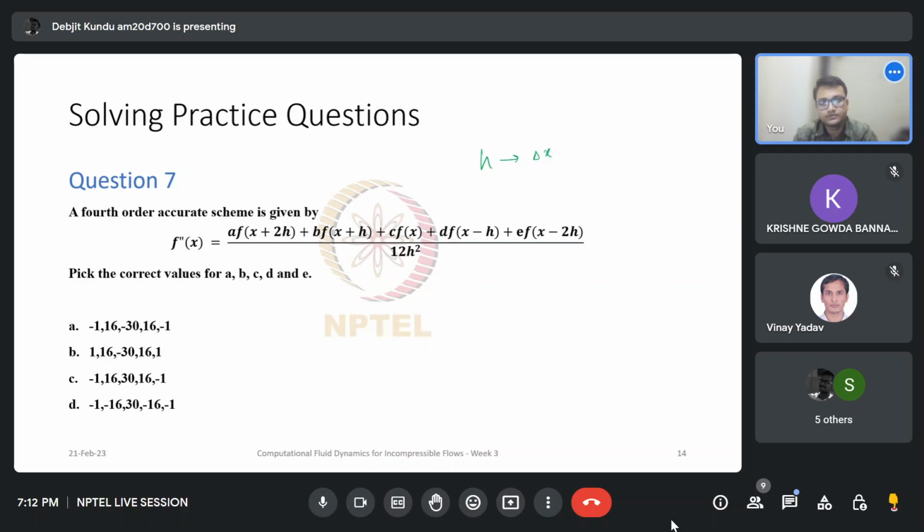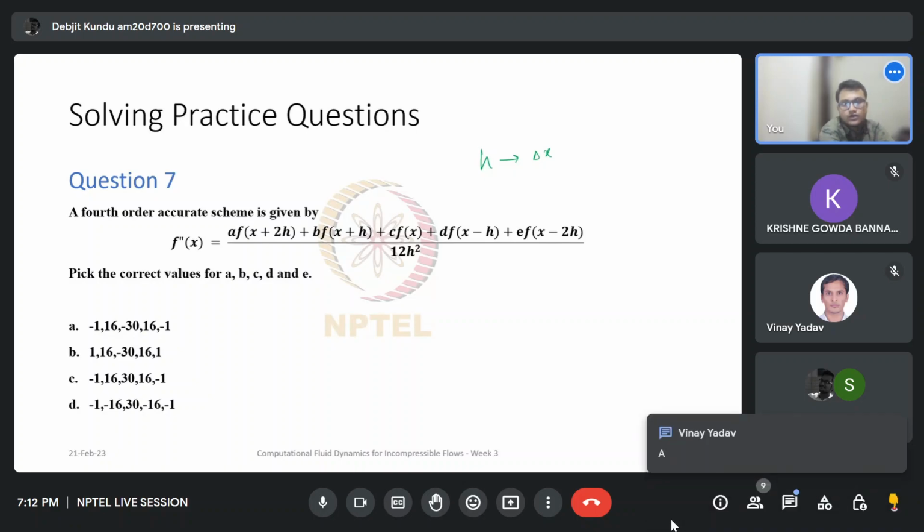There are some possible candidate numbers for the values of a, b, c, and d in the options given below. You'll have to pick which one seems to be valid. These a, b, c, and d are nothing but coefficients, and there are different options given here, so you'll have to pick which one is correct.